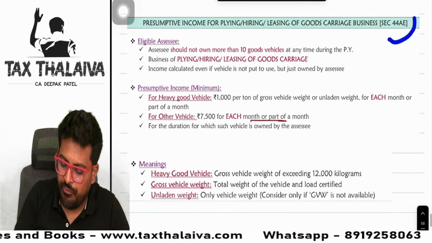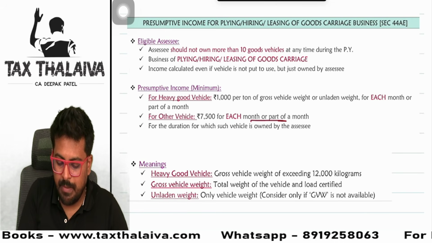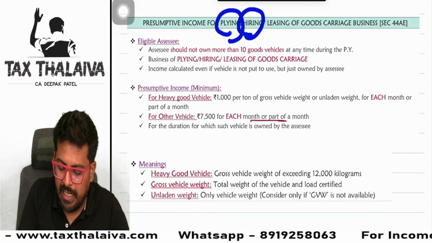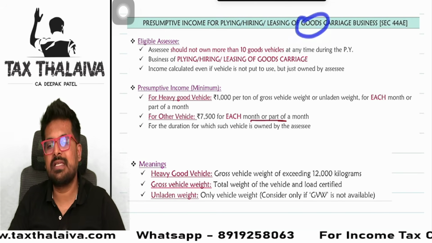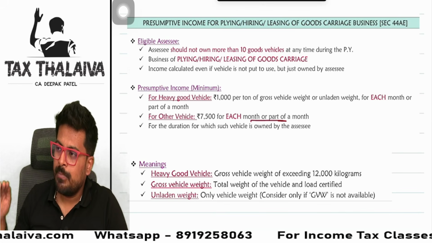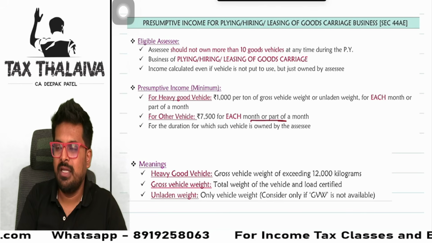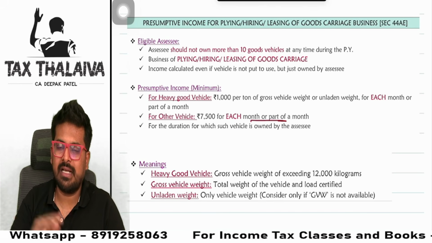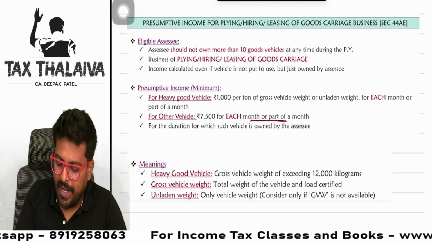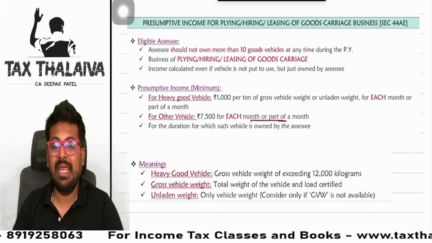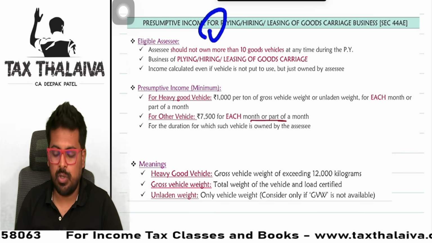Next one is 44AE. Presumptive basis of income in case of plying, hiring, leasing of goods carriage businesses. You know, small transporters will be there. They'll be having one truck, mini trucks like that. So they can actually avail this 44AE. This is also business only.